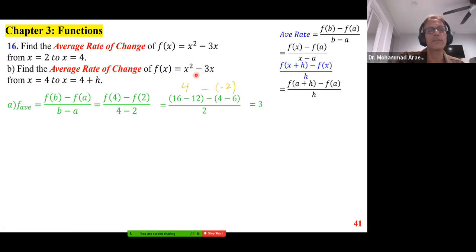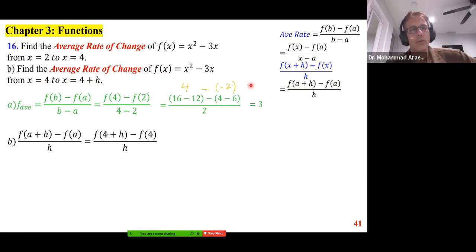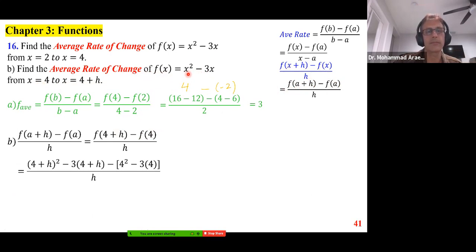Find the average rate of change of this function as we go from 4 to 4 plus h. In essence, this one or this one, if you will, where a is 4. So we write it in this fashion, and we are going to replace the x with 4 plus h first here, and then we're going to replace it with 4. So let's plug in 4 plus h. 4 plus h squared minus 3 times 4 plus h minus, now f of 4, 4 squared minus 3 times 4.